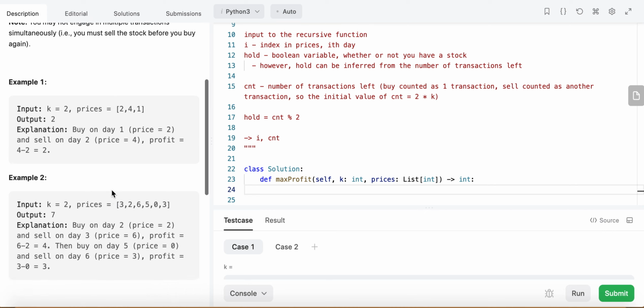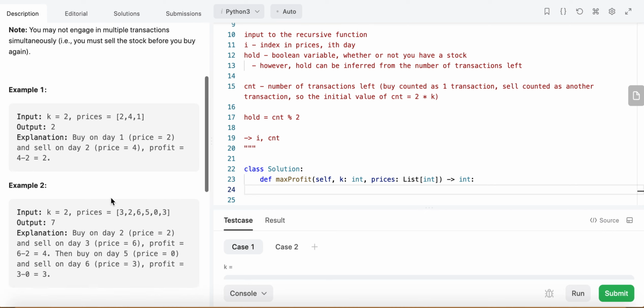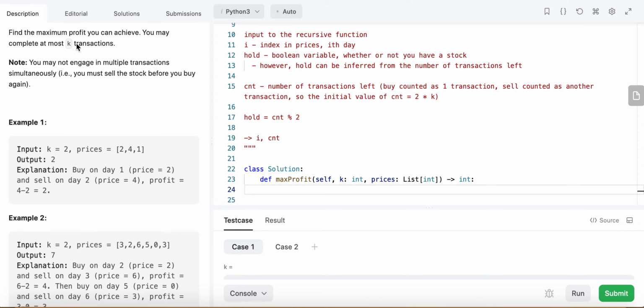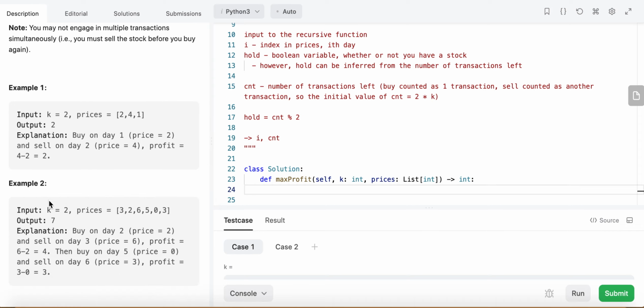So let's take a look at one example to have a better understanding of the meaning of this k, because this can be really confusing. In example 2, k equals 2, and this prices array is given. The output is 7. You can buy on day 2, sell on day 3, and buy again on day 5 and sell on day 6. So you get a total profit of 4 plus 3 equals 7.